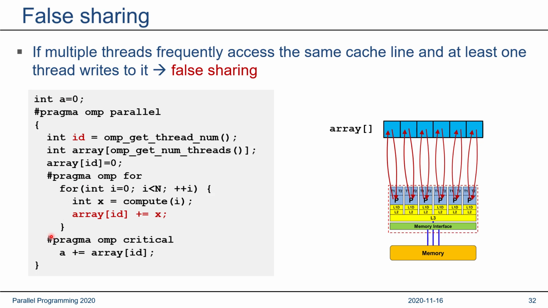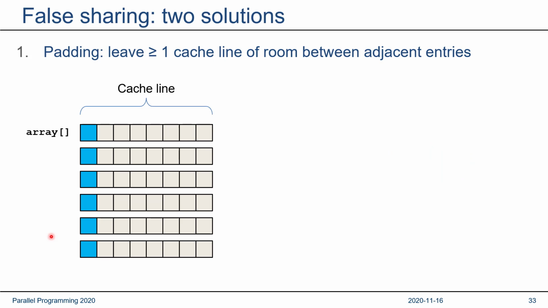All right. Now, false sharing, as bad as it is, if you identify it and you know that it's a problem, then fixing it is quite straightforward. And there are two general solutions to fixing false sharing.